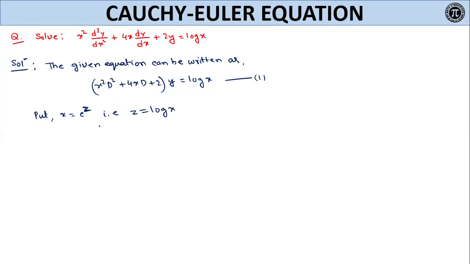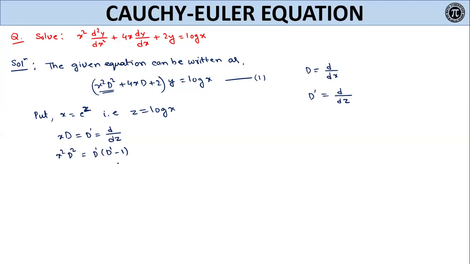So if you put x equals e to the power z, now you have to convert the given differential equation. In place of xD, you have to write D dash. What is D dash? D dash is nothing but d/dz, because I am changing the variable. Capital D is d/dx. Since I am changing the variable, I am writing D dash, and D dash is nothing but d/dz. So xD will be D dash. Similarly, x square D2 will be D dash into D dash minus 1.